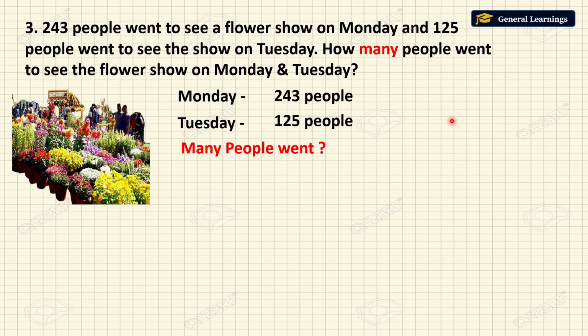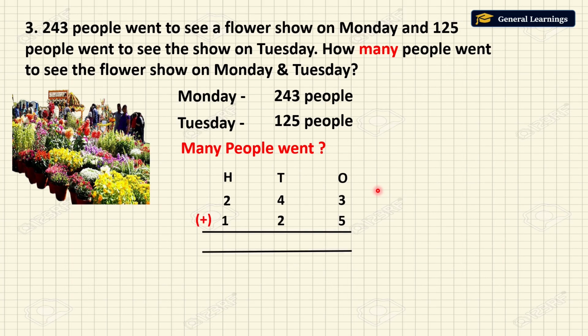So first we need to arrange these numbers vertically. For that we need to write the place values first. Here it is a 3-digit number. So we are going to write the place values as ones, tens, hundreds. Next we are going to write the digits starting from the ones column towards the left. So 3, 4, 2, 5, 2, 1. Now we are going to add these numbers. First we are going to add the digits in the ones column. First we need to keep 5 in our mind.